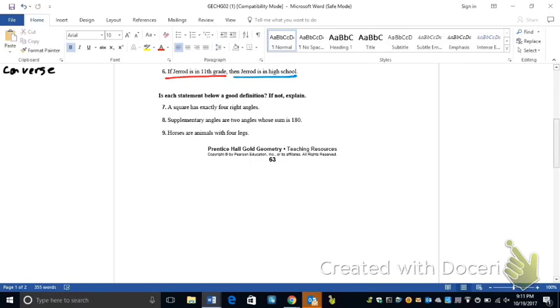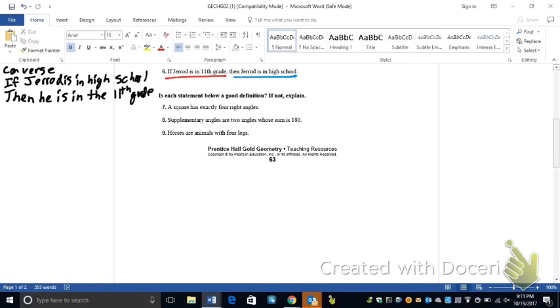So the converse, we're going to switch the blue and the red. We're going to say, if Jared is in high school, then he is in the 11th grade. Okay, now I know some of you guys are already kind of chafing at that. Already sitting there going, that's not true. I'm in 10th grade, I'm in 9th grade, I'm in high school. Maybe not that energetically, because, well, this is a geometry class, but still.